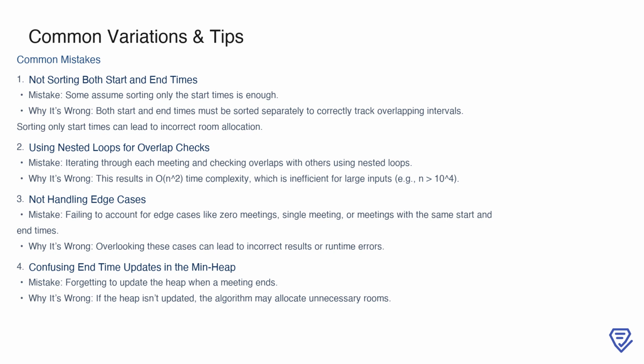Additionally, overlooking edge cases can cause significant problems. For instance, scenarios like having 0 meetings, only 1 meeting, or meetings with identical start and end times must be handled explicitly to avoid runtime errors or incorrect outputs. Lastly, some developers struggle with managing the min heap correctly. If you forget to update the heap when a meeting ends, it can lead to overallocation of rooms, as the algorithm no longer reflects the true state of availability.